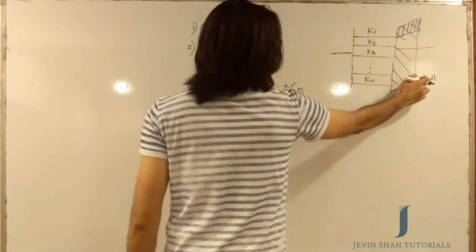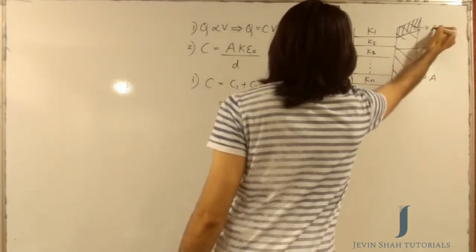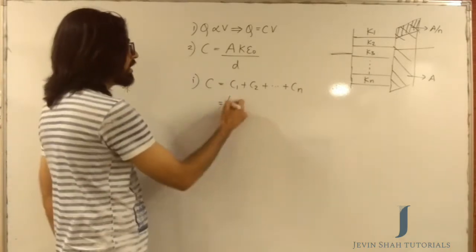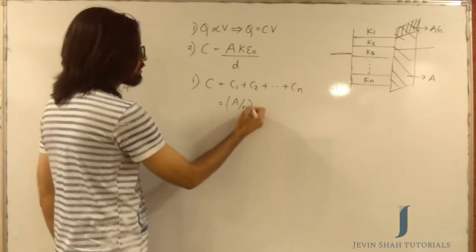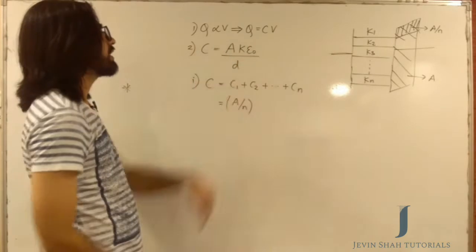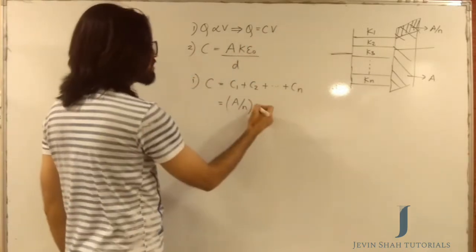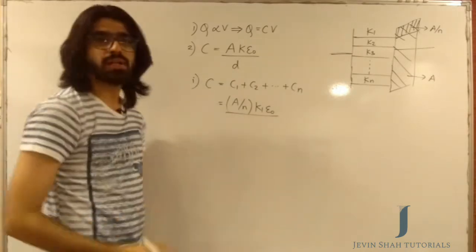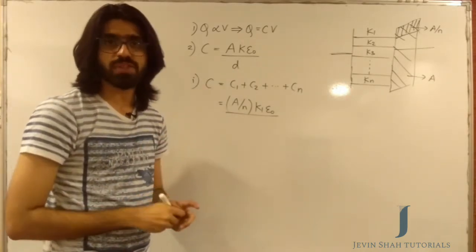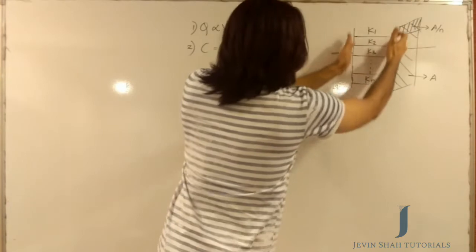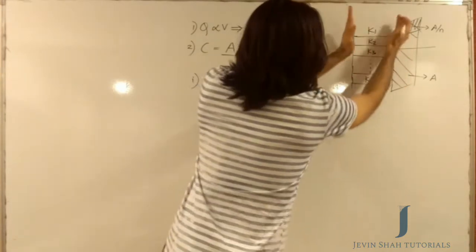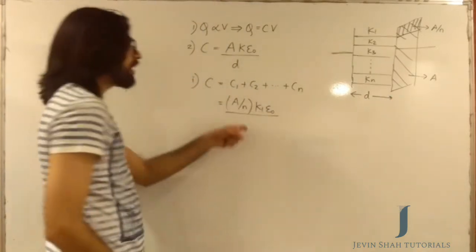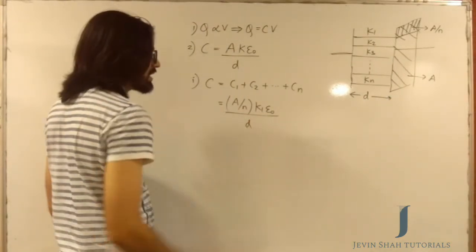And if the entire area was A, this area would be A upon n. So for C1, I would say A upon n, K1 epsilon naught, where K for that first medium is K1, into epsilon naught divided by D. Now D was the distance between the plates of the capacitor. These were the plates of my capacitor, and the distance between them is D. So what I will be writing in place of D will be D itself.